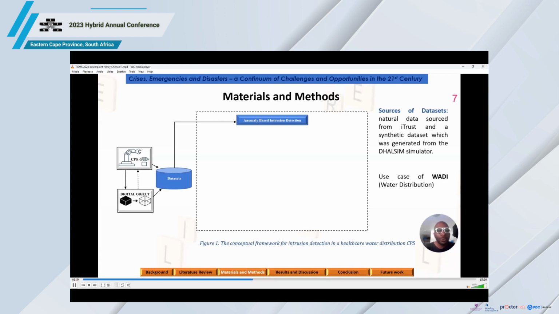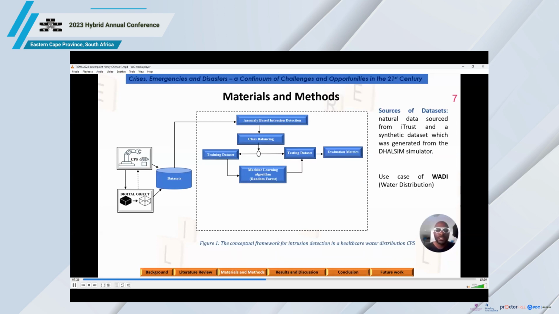That's the DALSIM. So upon getting a data set, we'll now move to the anomaly-based intrusion detection, where there will be class balancing of the data set to balance the number of intrusions and normal operation, the number of attacks and non-attacks, to improve machine learning. The data set will be divided into a training data set and a testing data set. Subsequently, machine learning algorithms such as random forest will be applied on the training data set and subsequently tested to see how it performs.